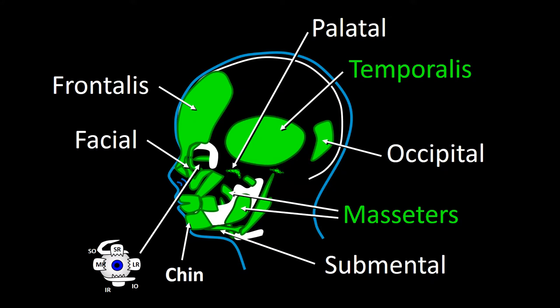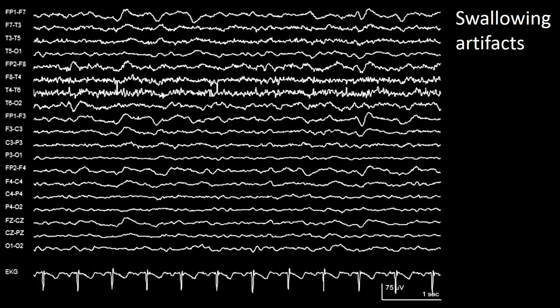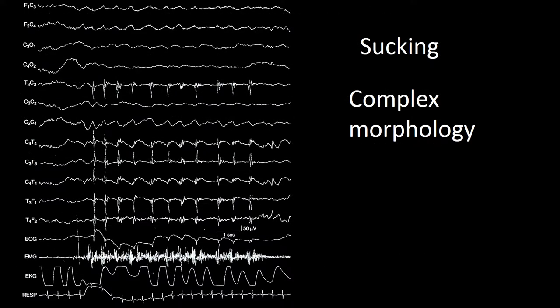Bruxism usually involves the masseters and the temporalis muscles. Swallowing artifact presented in this frame may produce symmetrical or, as in this case, asymmetrical temporal artifact that lacks the rhythmicity of bruxism. Sucking produces a complex morphological artifact associated with sucking and head movement. It may be periodic but does not have the alternating and rhythmic quality of bruxism.